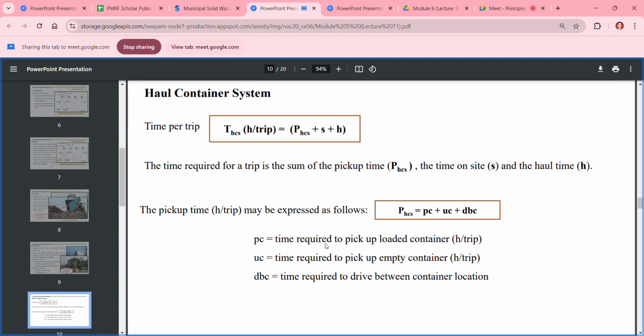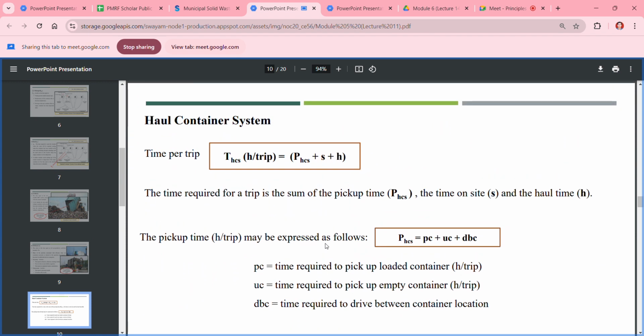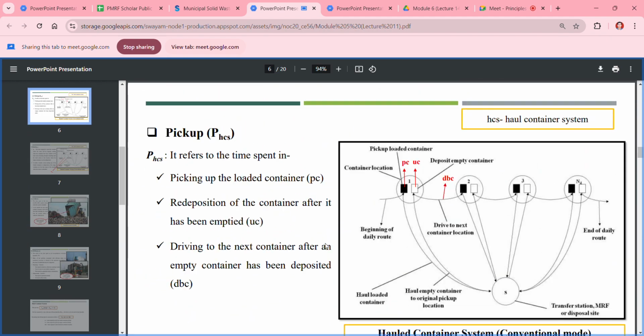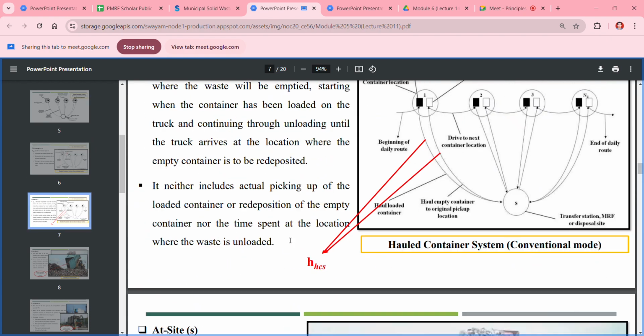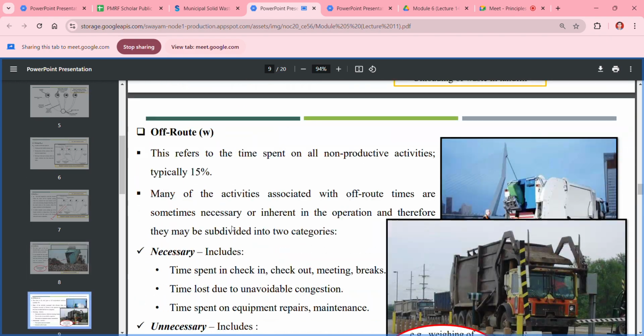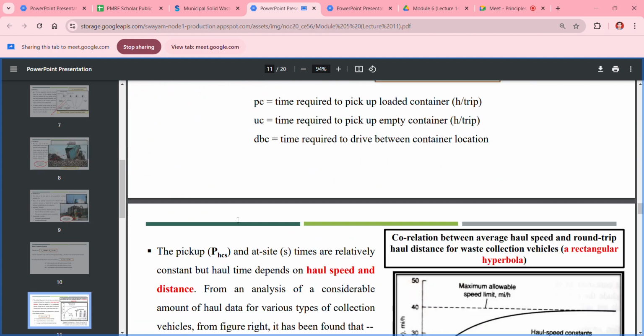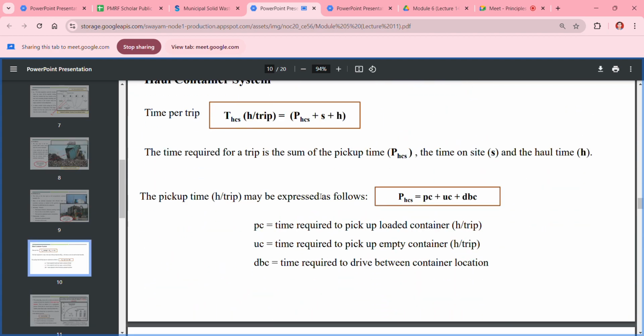Then in this haul container system, the time per trip will be considered as PSCS, which is the haul container time, plus S. We talked about pickup time, we talked about at site, and we talked about haul. So that is PSCS plus S plus H. That is going to be the total time per trip.